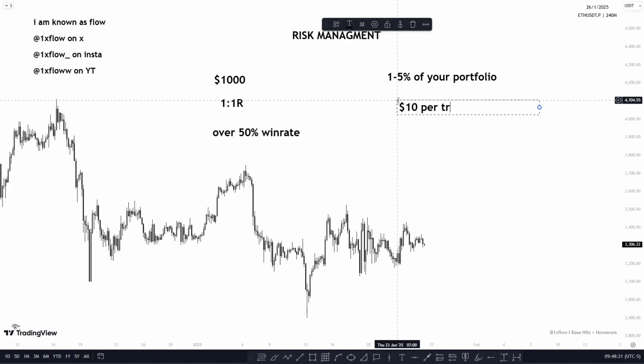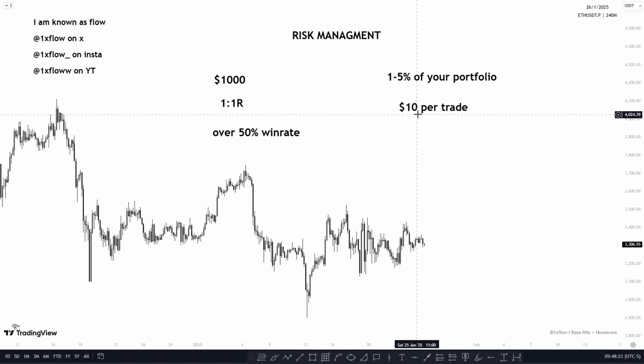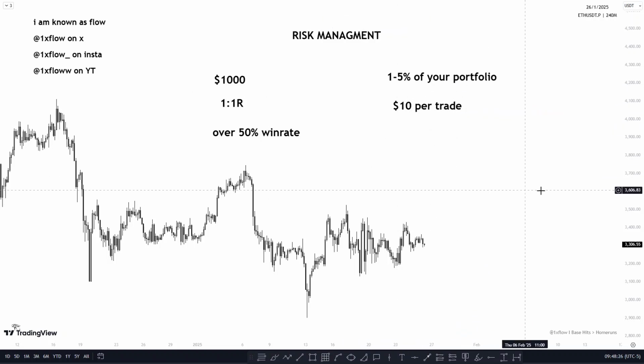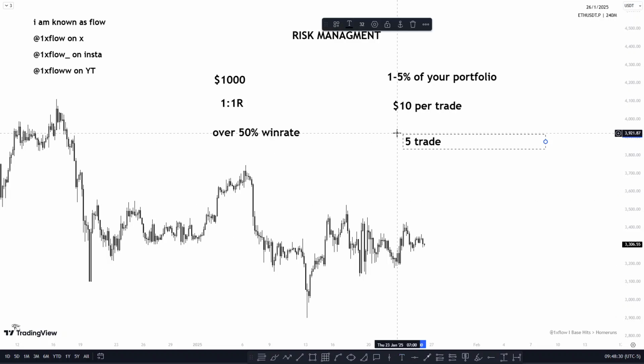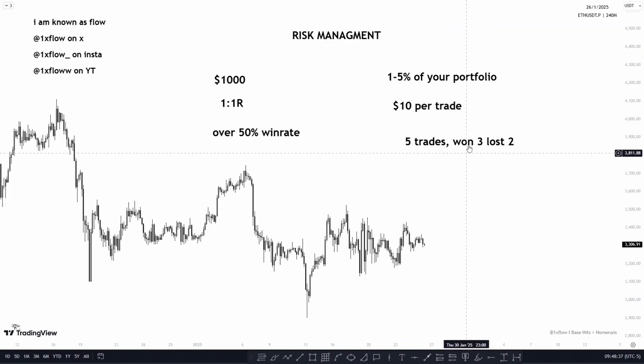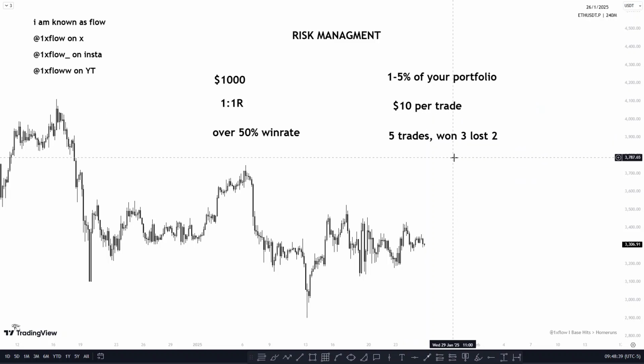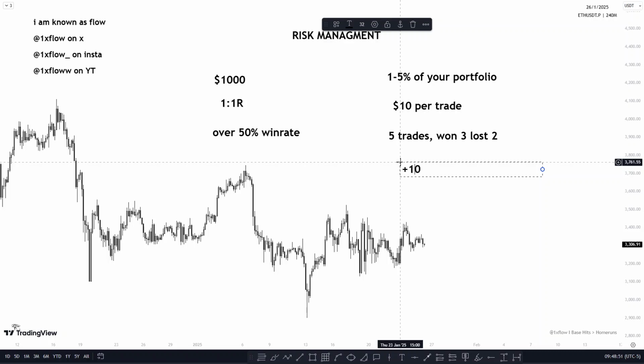Now, if I have a 1-to-1 strategy, if I'm only looking for 1-to-1s and I have over a 50% win rate, let's say we take 5 trades. Let's say we won 3 and lost 2. So if we took 5 trades, we won 3 and we lost 2, the 3 wins are going to be $30 that we made, and the 2 losses will be $20. So we will be out with a plus $10 profit. That is how trading works in a gist.